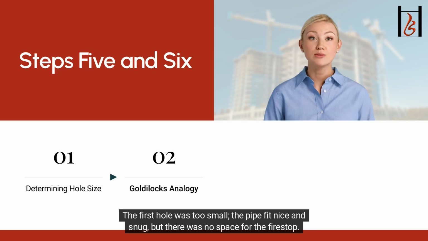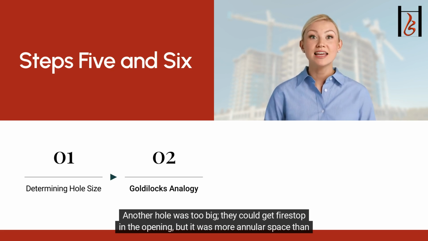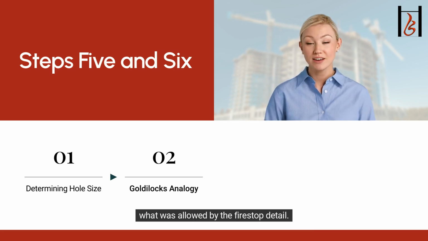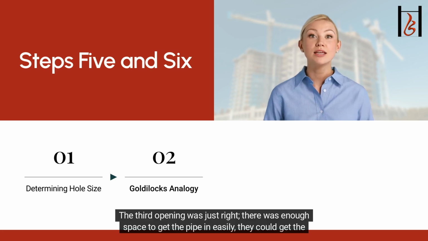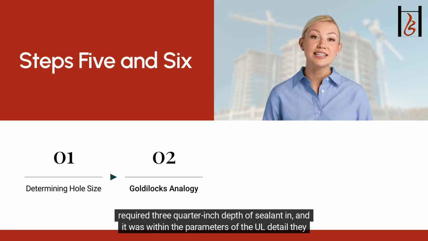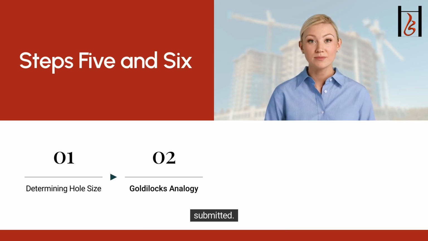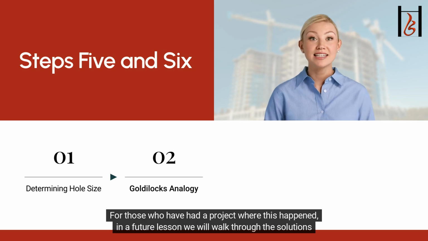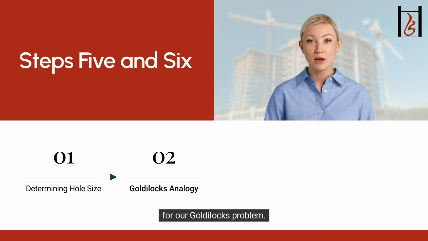The first hole was too small. The pipe fit nice and snug, but there was no space for the Firestop. Another hole was too big. They could get Firestop in the opening, but it was more annular space than what was allowed by the Firestop detail. The third opening was just right. There was enough space to get the pipe in easily. They could get the required 3/4-inch depth of sealant in, and it was within the parameters of the UL detail they submitted. For those who have had a project where this happened, in a future lesson, we will walk through the solutions for our Goldilocks problem.